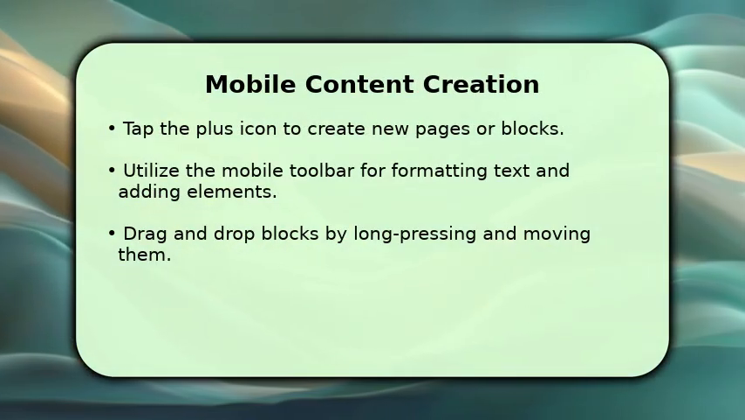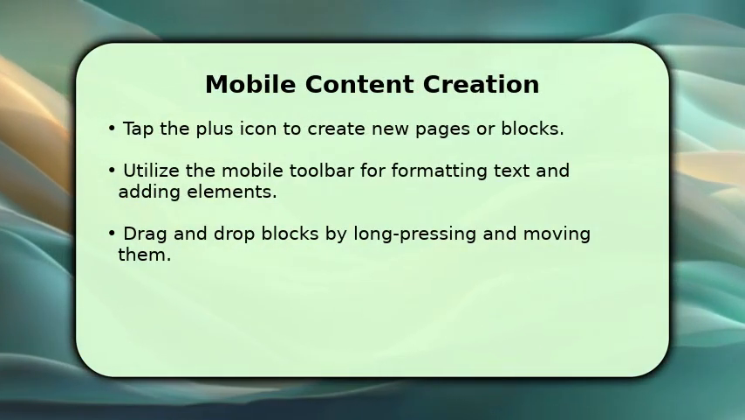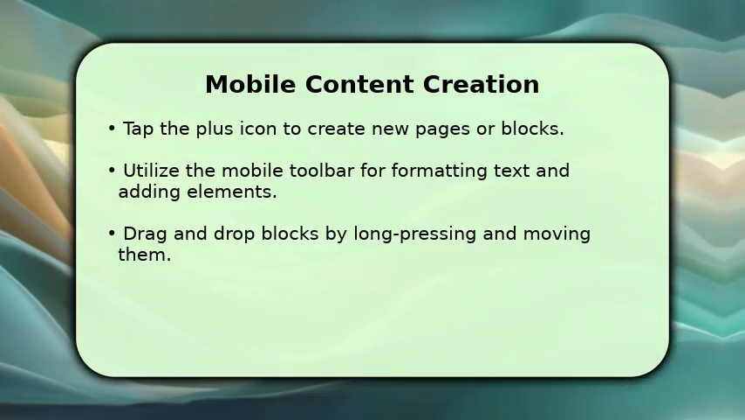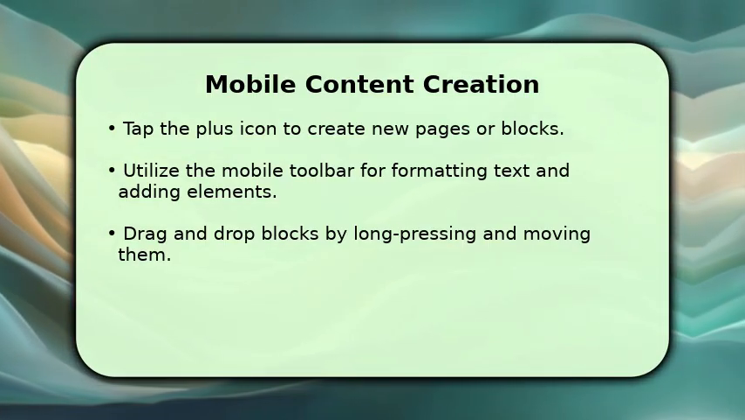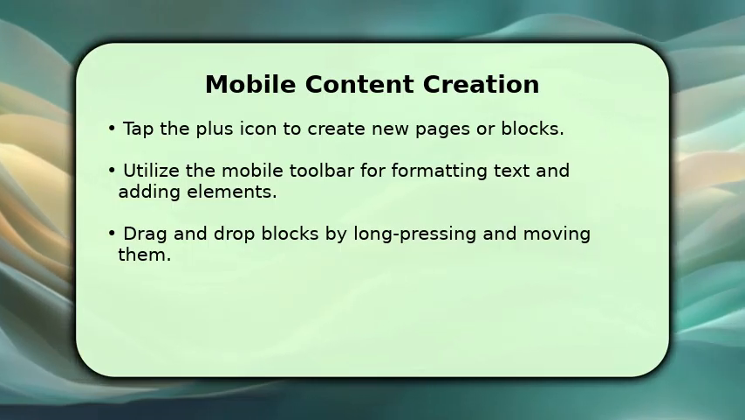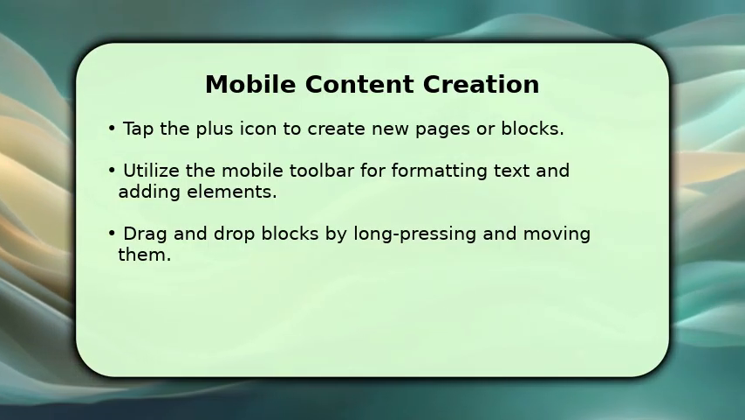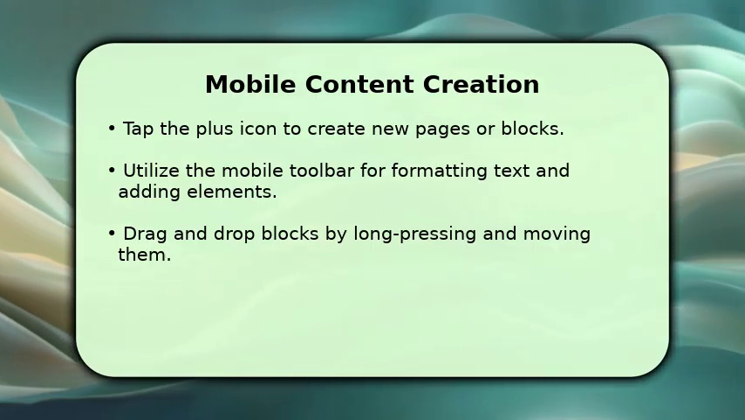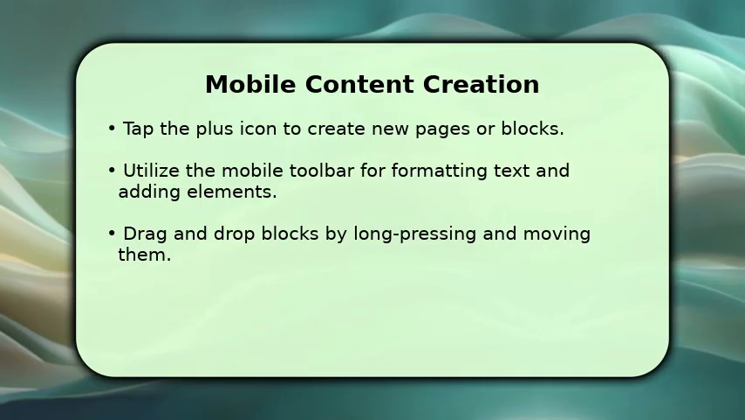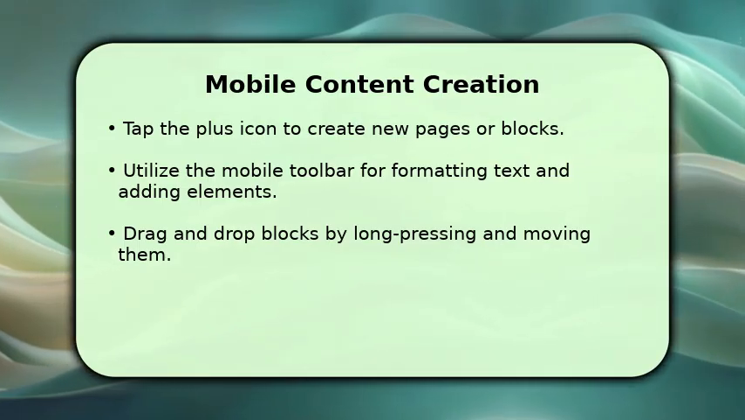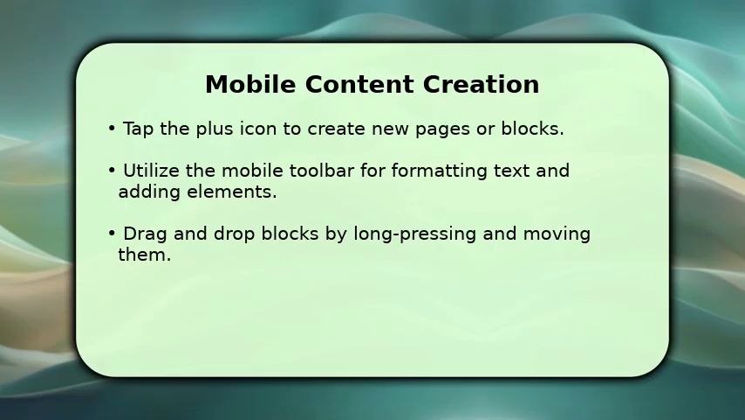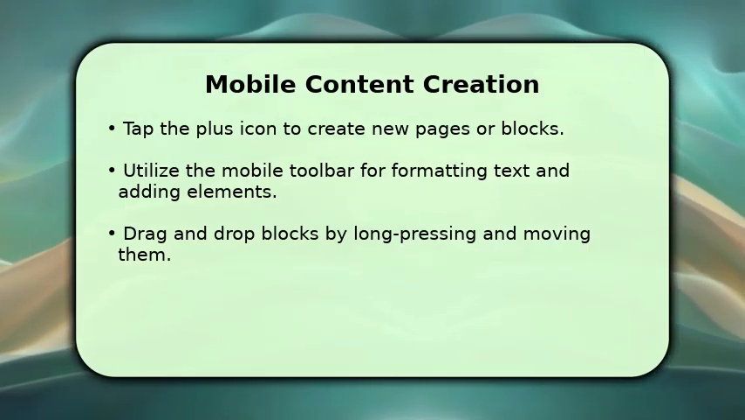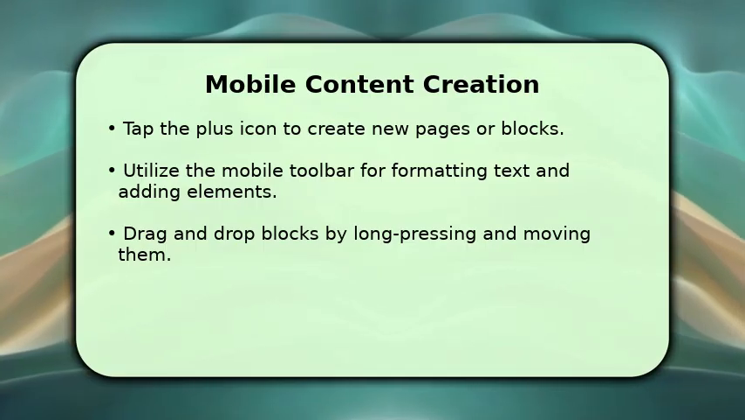Creating and editing content on your phone is surprisingly robust. To add new content, simply tap the plus icon, typically located at the bottom of your screen, to create a new page or insert a new block. The mobile toolbar appears automatically, offering options for text formatting, adding images, or embedding files. You can also easily rearrange blocks by long pressing on them and then dragging them to your desired position. This flexibility allows for seamless content management on the go.